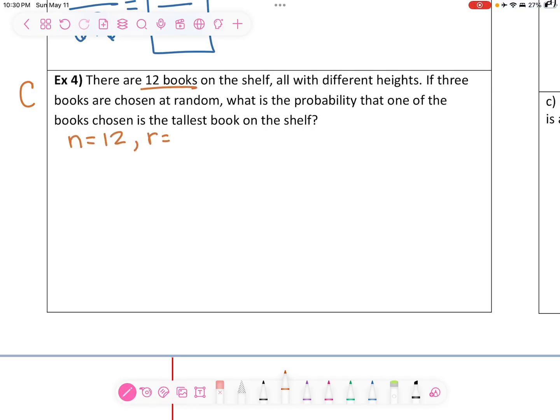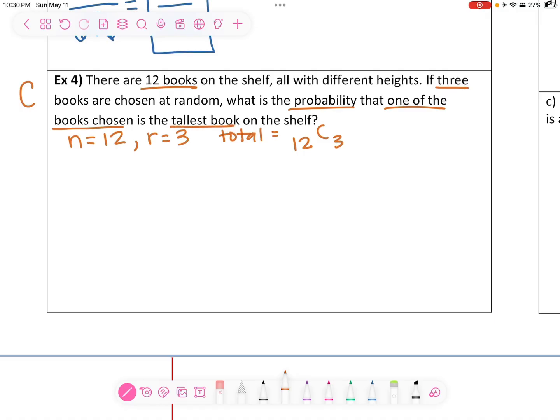And the R is going to be 3 because we're choosing 3 at random. So for our total, it's going to be 12 combination 3. Okay. Now we can look at the probability. What is the probability that one of the books chosen is the tallest book on the shelf?